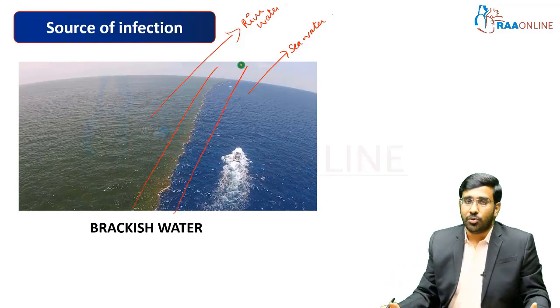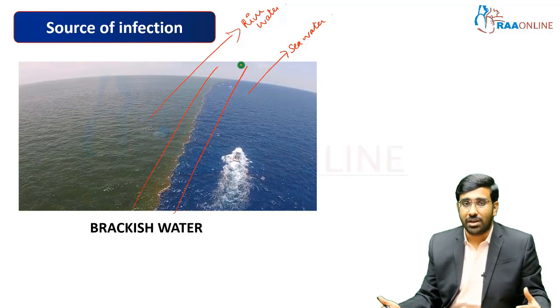and sea water come in contact with each other, and there is a change in the salinity. The salinity of sea water is different and the salinity of river water is different. When both come in contact with each other, Acanthamoeba survives in that ambience where there is brackish water and a change in salinity. This organism lives in that area. If you have a bath in this area, there is a high chance of infection or coming in contact with this pathogen.